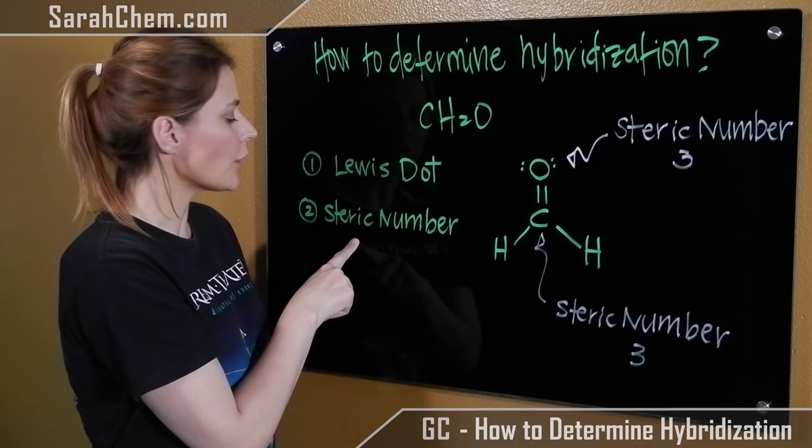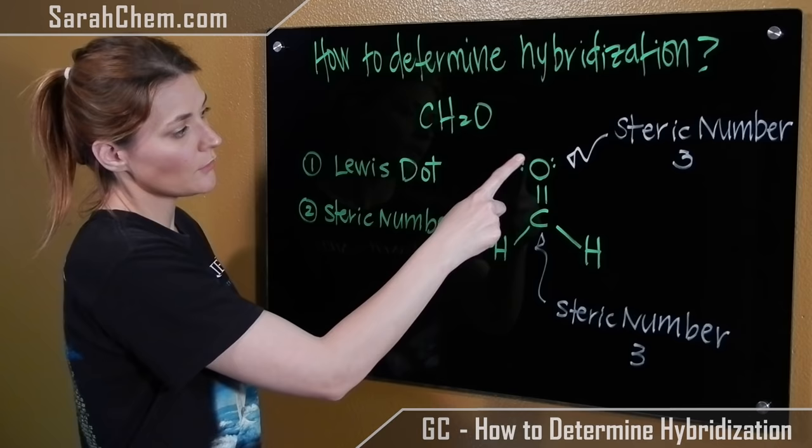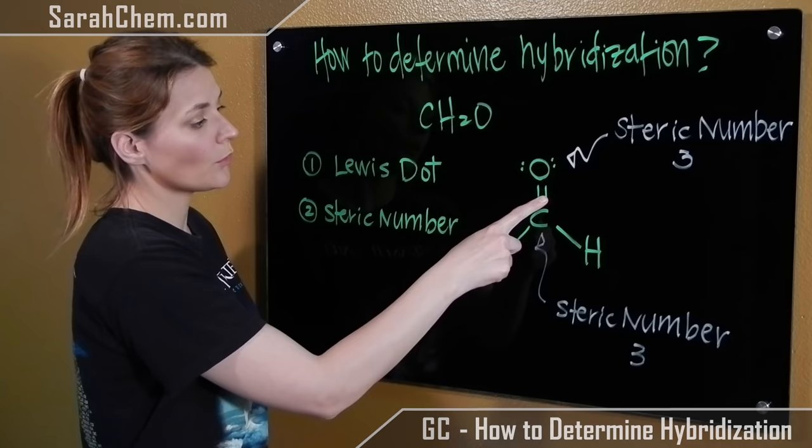The next thing we're going to do is look at the steric number. For oxygen, it has a steric number of 3: 1, 2, and 3. And for carbon, it also has a steric number of 3: 1, 2, 3. Those are the three areas of electron density surrounding each of those atoms.